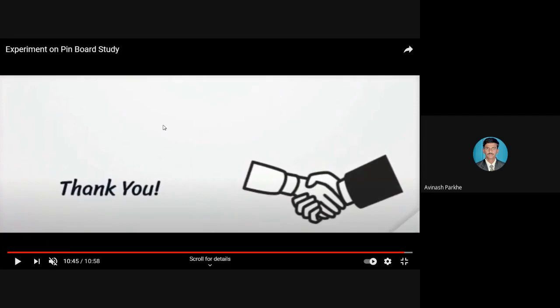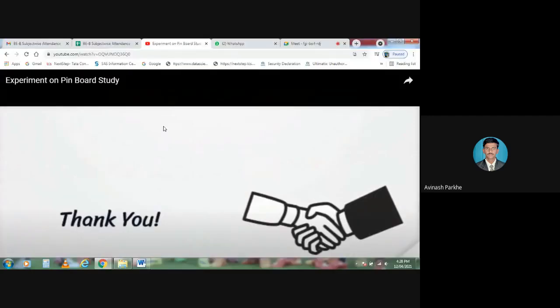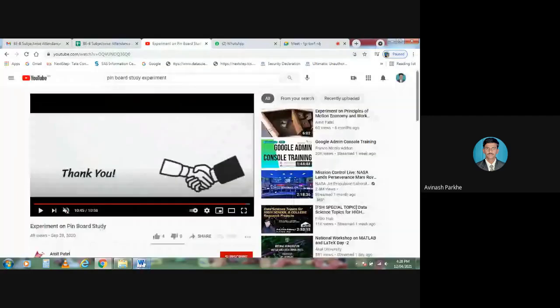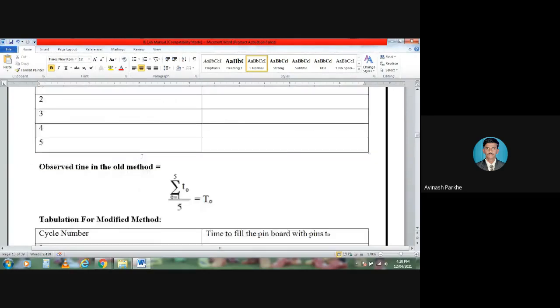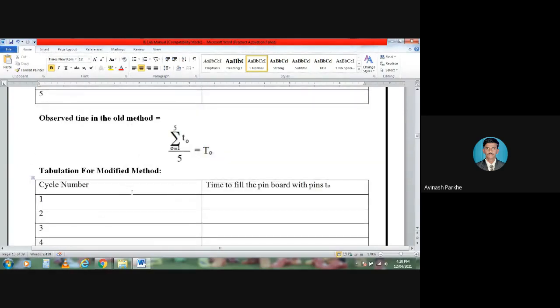So this is related to the pinboard study experiment, and based on that only, we have to fill this particular table 1, which is for the older method. Then this is for the modified method. Now in this particular experiment, they have given only 2 tables. One is for the older method and one is for the modified method.